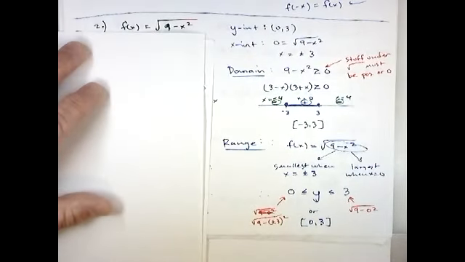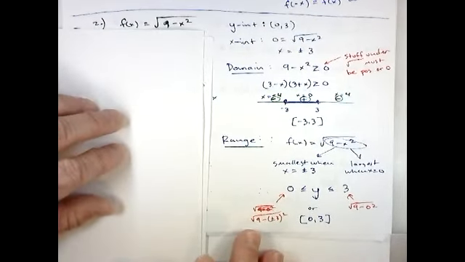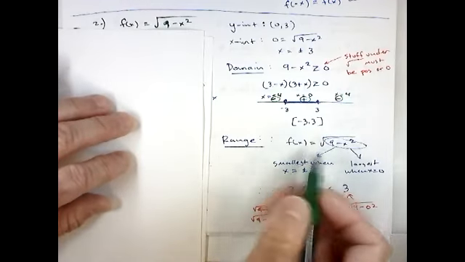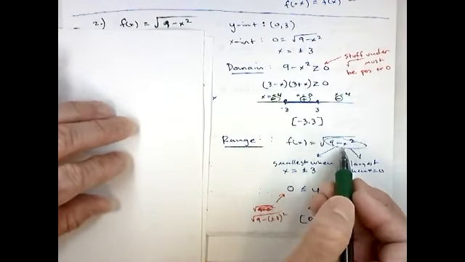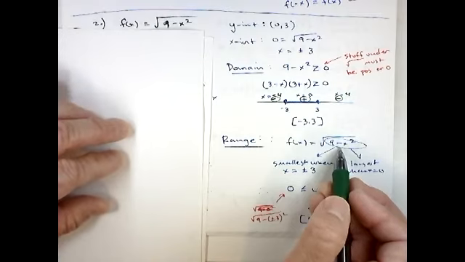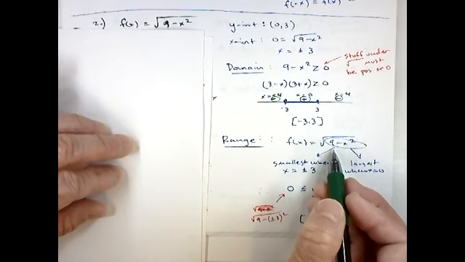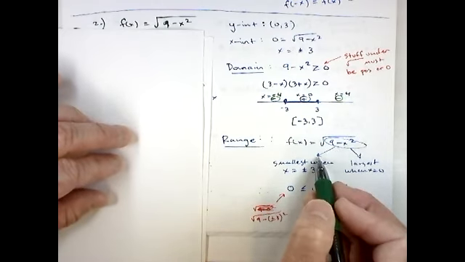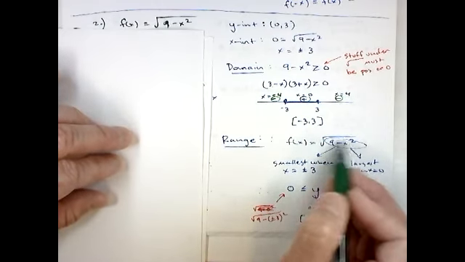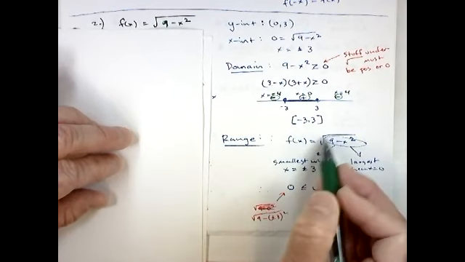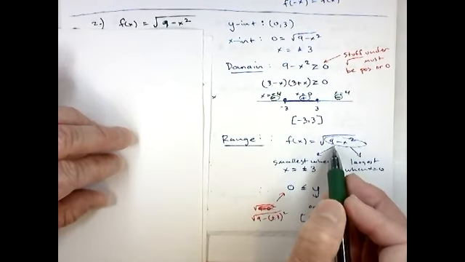Now, how do I figure out the range if I don't know what the graph of the function looks like? And this is a trickier thing. To find the range of a function, there's a few techniques, but honestly, the best way to answer the range in this problem is to just think about it. I want to think about what's the smallest output I could ever get out of this square root function.